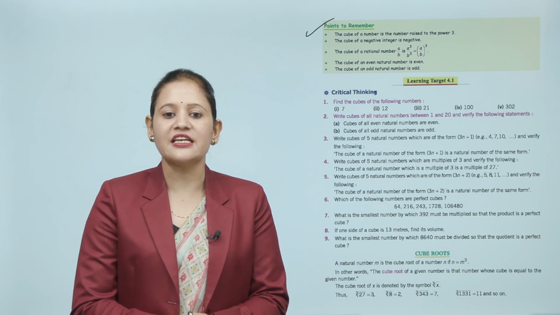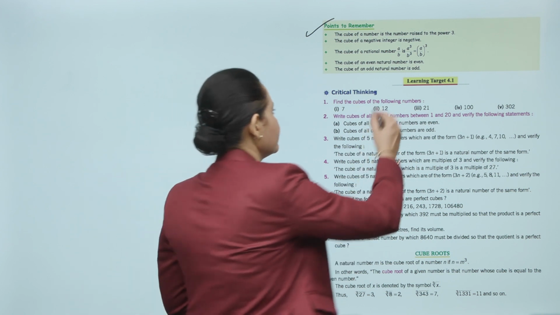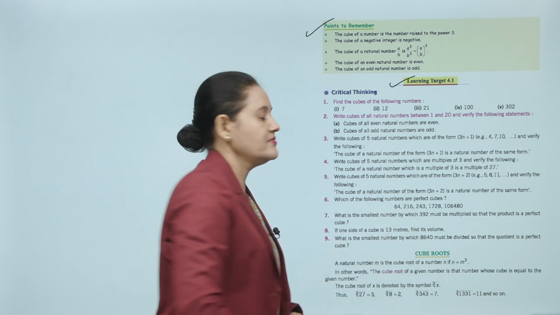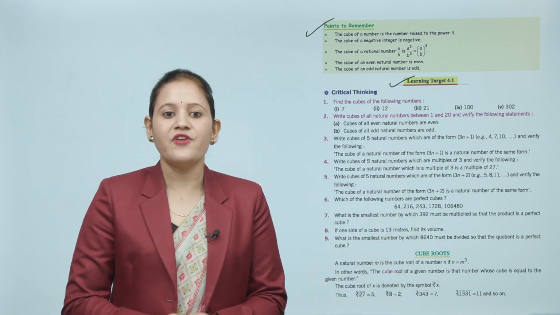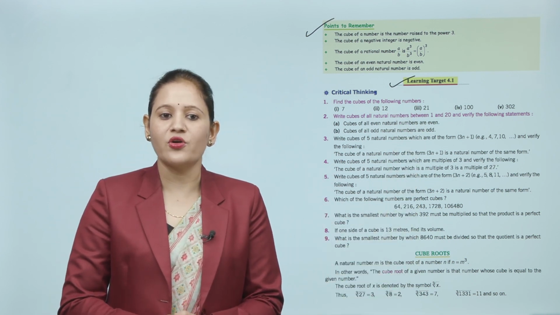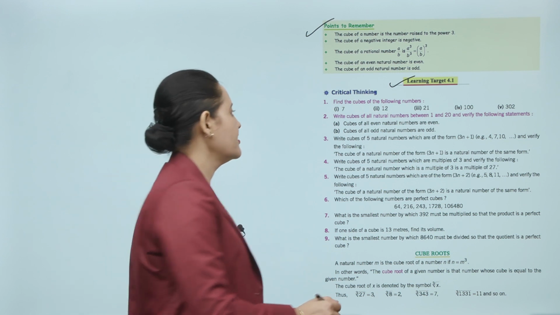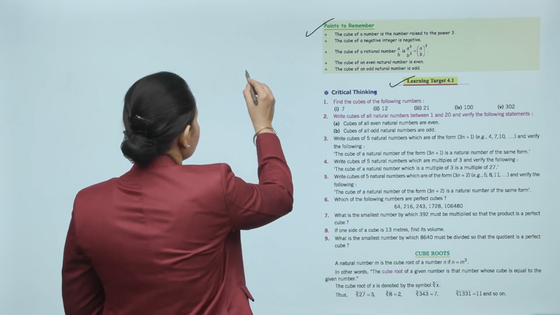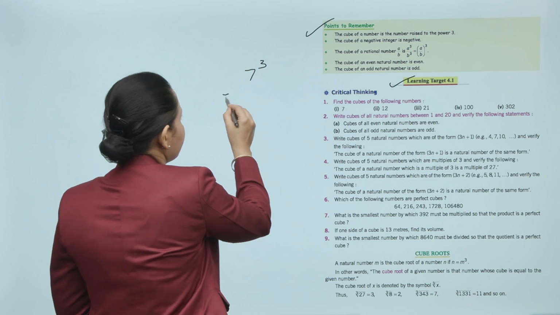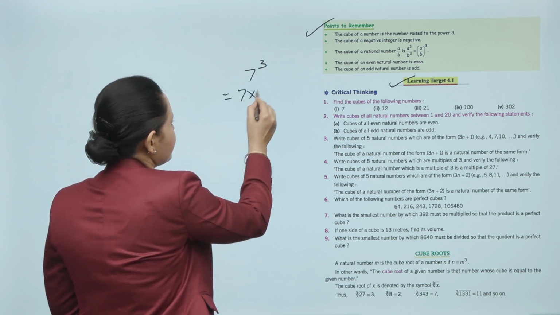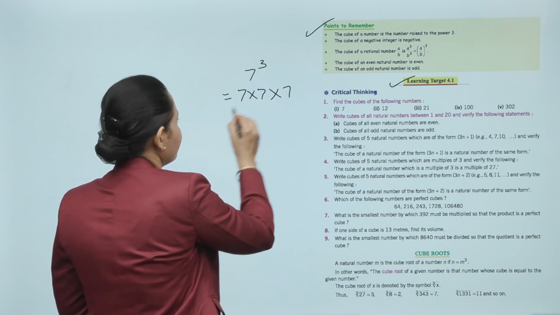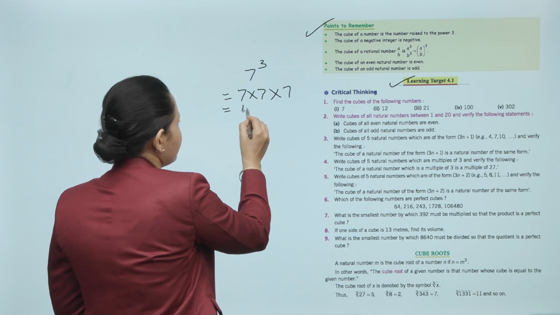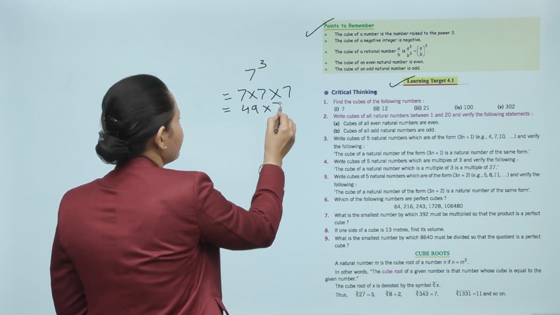Next is learning target 4.1. Critical thinking. Find the cube of the following numbers. First is 7. So, 7 का cube क्या हो जाएगा? That is equal to 7 multiplied by 7 multiplied by 7. 7 7 हो गया 49 into 7.